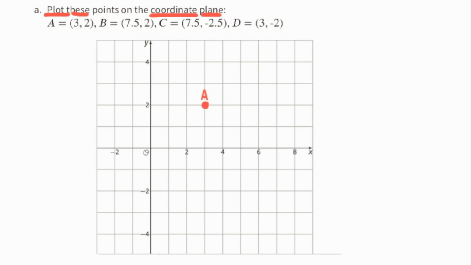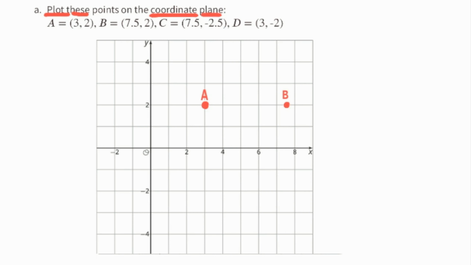B. The coordinates for B are 7.5 and 2. That means that you start at the origin, move to the right 7.5 units, and then move vertically 2 units. This is the location where you can plot the point for B and label it B.